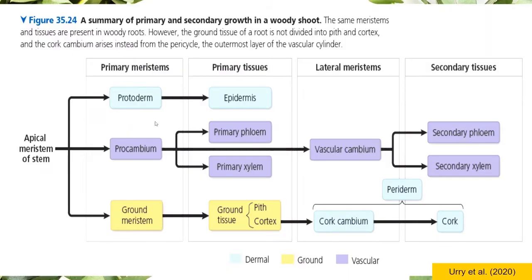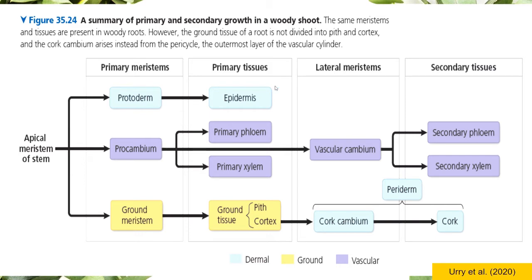This is an example of a summary of primary and secondary growth in a woody shoot or woody plant. We are looking here at the apical meristem of the stem. Apical meristems are undifferentiated, actively dividing parts of the plant. The first things they give rise to are the primary meristems, which are the protoderm, procambium, and ground meristem. The protoderm will eventually mature and differentiate to become the epidermis, the outermost layer of the stem.